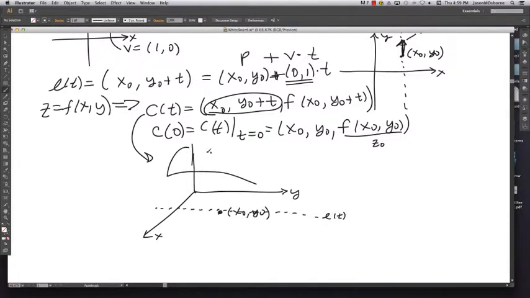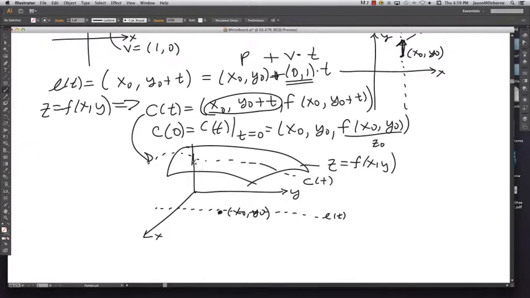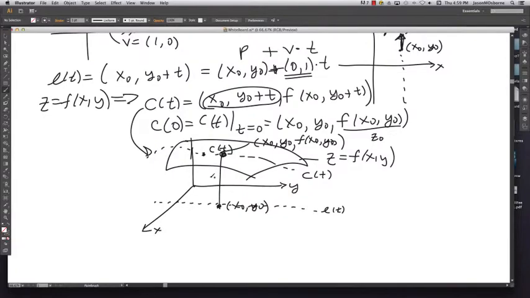And then you had some sort of surface, right? Z is equal to f of x and y. And that's maybe the curve. Here's your curve c of t, pasted onto the surface. That's your curve c of t. And at t is equal to 0, you're right over top of the point x0, y0. You are at the point x0, y0, the function evaluated at x0, y0. So there's your general picture.